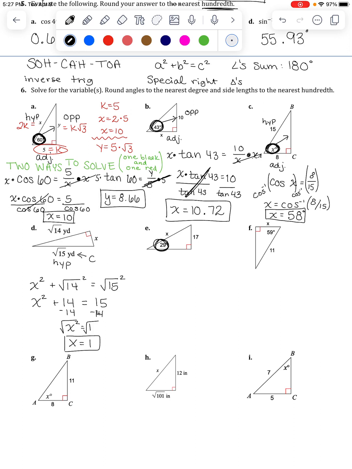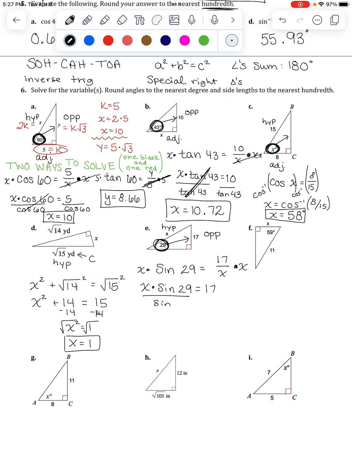Problem E is mixing together angles and sides again, so I'm thinking trig. That's my angle of reference. This is my opposite. This is my hypotenuse. Opposite and hypotenuse is sine. Sine of the angle equals the opposite divided by the hypotenuse. When the variable is in the fraction, you multiply by the denominator.